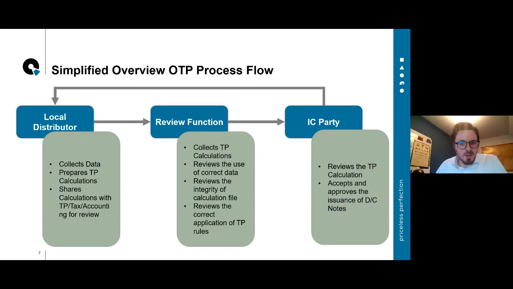So there you see, by the way, already what you mentioned earlier, Michael. As the organization gets more complex, the complexity of your operating transfer pricing processes can increase drastically as well. Either way, the local distributor collects the data, uses that data to prepare calculations and shares those calculations typically with some sort of review body, four eyes principle, etc. The review function then collects the transfer price calculations from the LRD.